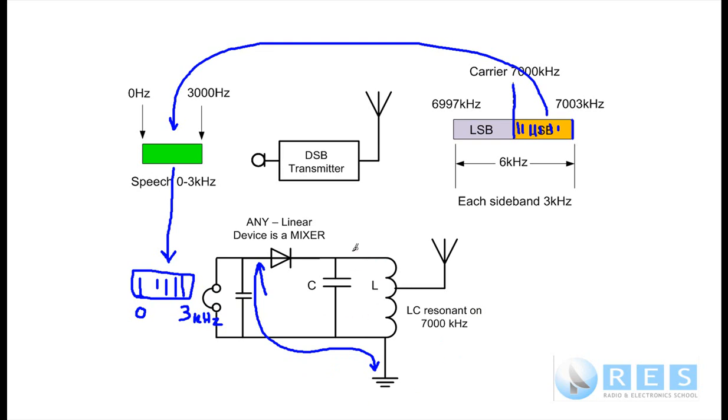A tune circuit to select the desired signal and an antenna, and then we need to mix, because it's double sideband and we have the carrier, we need to mix the carrier with the sidebands in any nonlinear device, and as a result of that mixing, the upper sideband and the lower sideband are converted back to audio, which we can hear in our headphones.